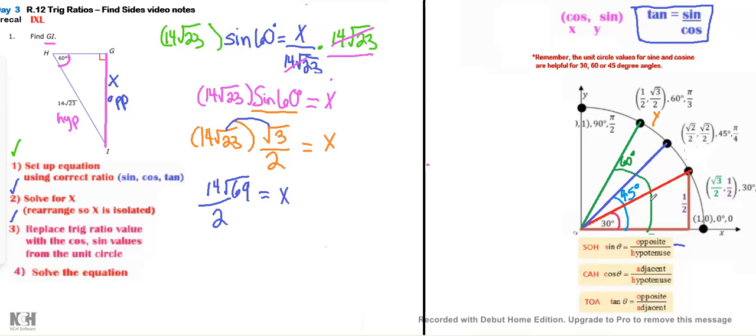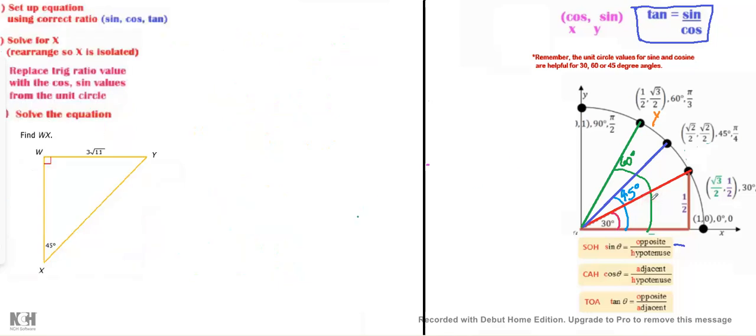Our next step is these are regular whole numbers, so we have 14 divided by 2 is 7, and we can't do anything more with this. So that is our final answer to find this missing side right here.